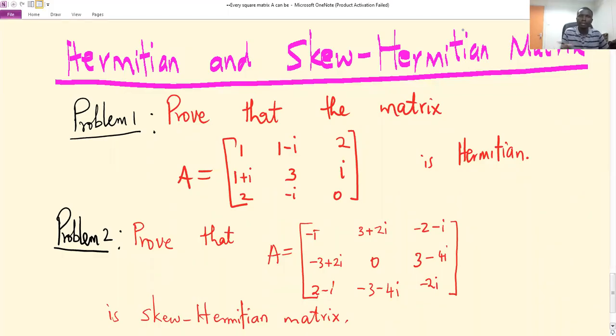Welcome to this session. In this session, we are going to prove that matrices are either Hermitian or skew Hermitian. We start with problem 1, to prove that the matrix A is Hermitian, and then in problem 2, to show that the matrix given is skew Hermitian. So the first one, solution.